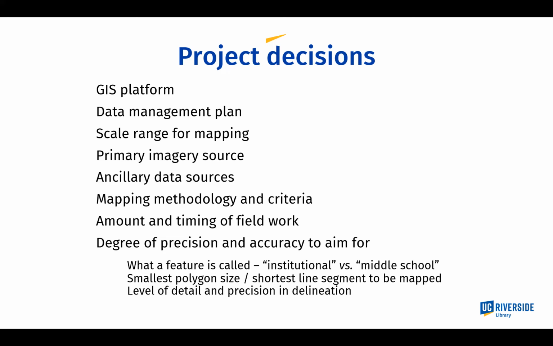And then we also can define, before we get started, what's the smallest polygon size that we say we are going to map? Or what's the shortest line segment we are going to map? If you say you're doing hydrology or something like that, how short are you going to go before you just ignore it? And also, how much detail and precision are you going to put in the delineation itself, and how important are those things?